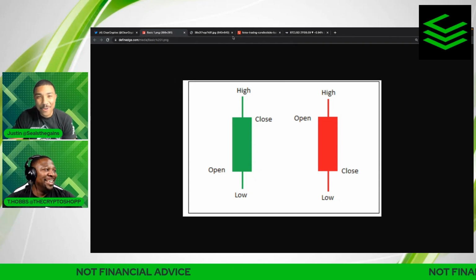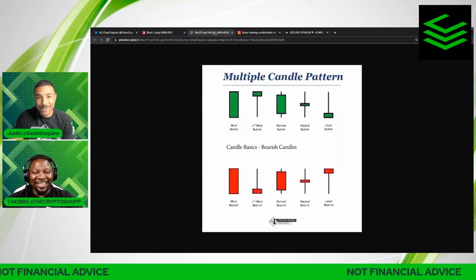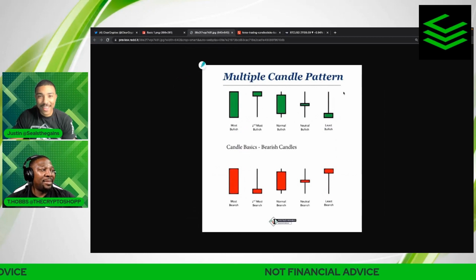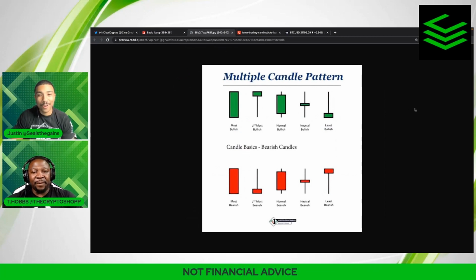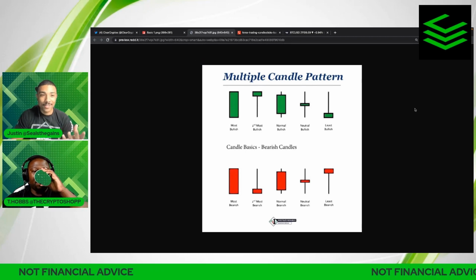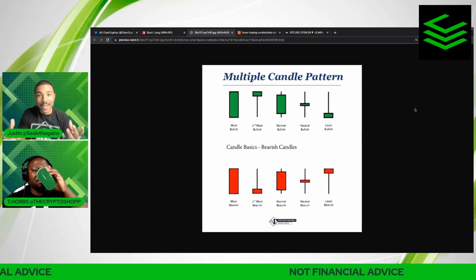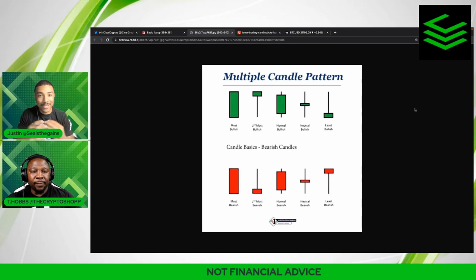So now that you know the basics of candlesticks, you need to understand that candlesticks tell us a story in whatever market you're trading: the story of the buyers and the story of the sellers. Together, that story makes up our chart.